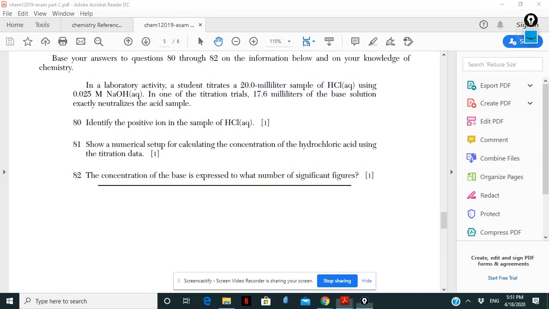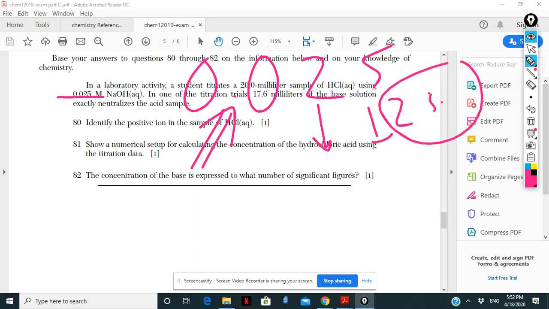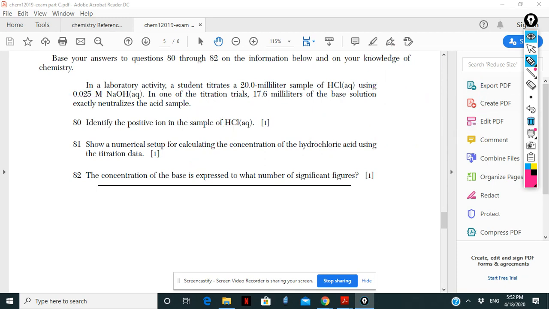For question number 82, the concentration of the base. So where is the base? And here is the concentration, 0.025. When I have a decimal, I count from the first significant number from the left. So this 0 isn't significant. That's the first significant digit. I start to count 1, 2, so it's two significant figures. Now, we're done with this part.